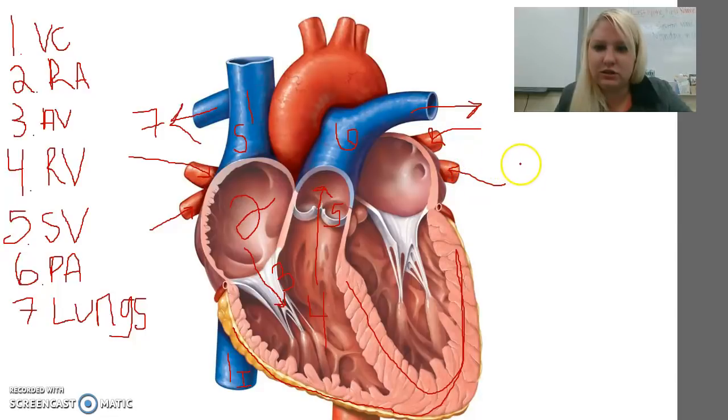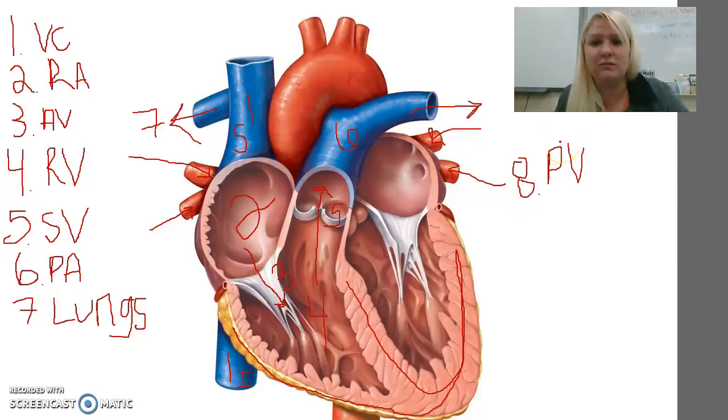And so this is our structure 8. These are your pulmonary veins. Once again, you're thinking veins. Veins are usually deoxygenated blood, but they're bringing blood to the heart, and that's the true definition of a vein. So we're bringing that oxygenated blood from the lungs now back to the heart.